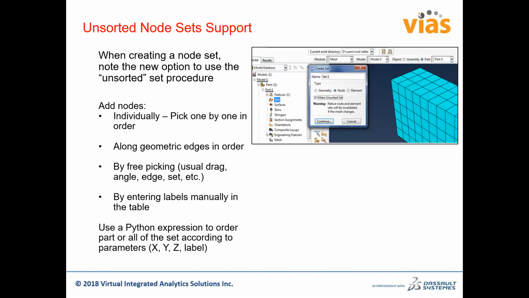You can also use a Python expression in order to order part or all of the set according to parameters, for example, labels or coordinates.